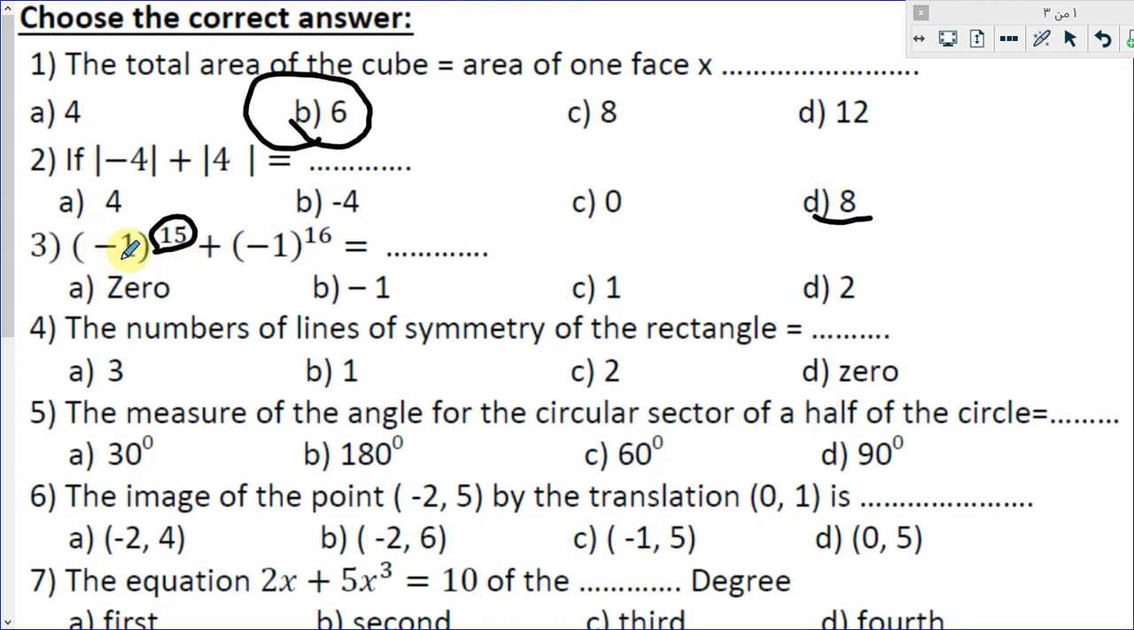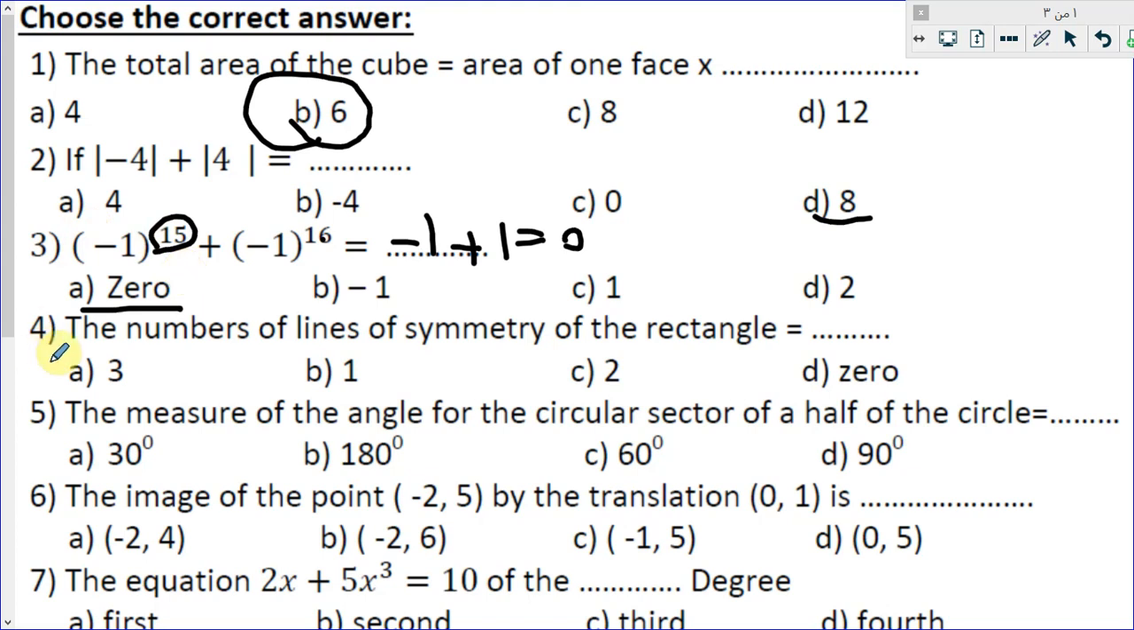So -1 power of 15, 15 is an odd power, it will give us -1, plus -1 power of 16, it will give us 1 because this is an even power. -1 plus 1 will be 0, so our result will be 0, and you can check your answer with your calculator. But if you want to write it in your calculator, you should write your brackets.